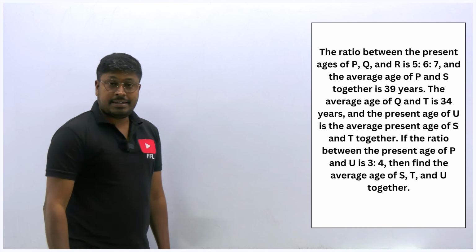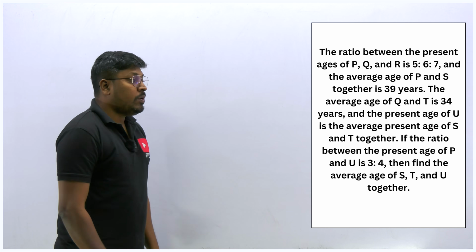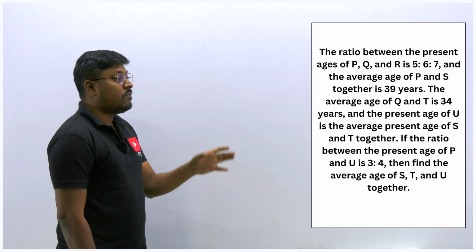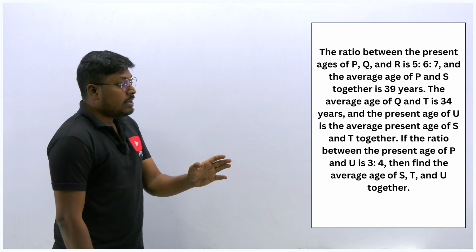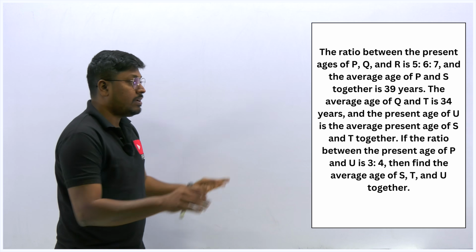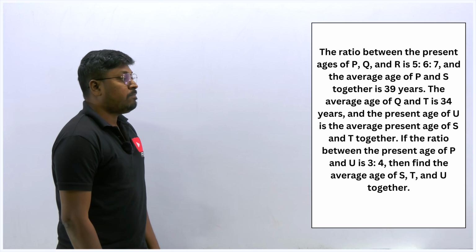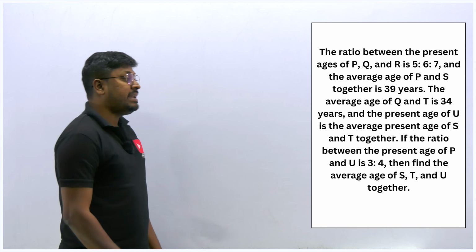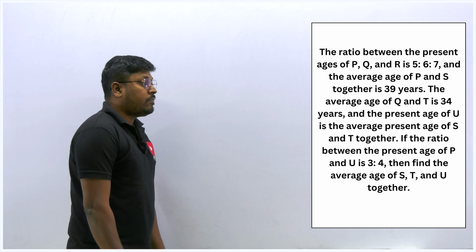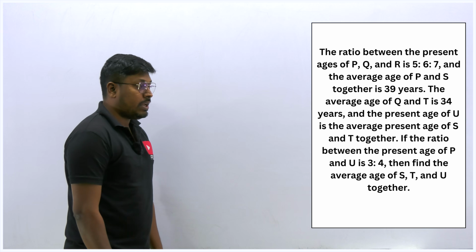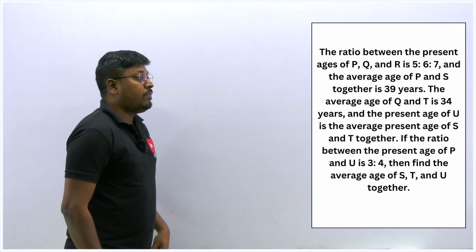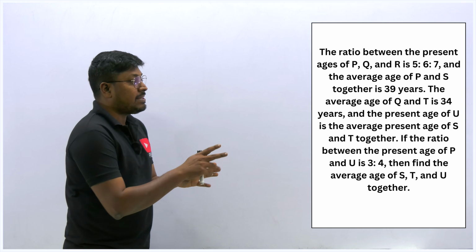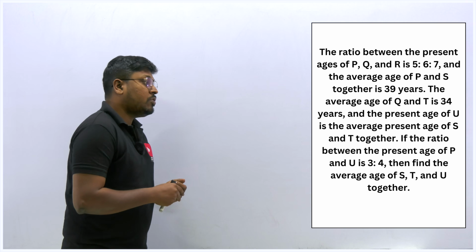So here is the third question. The ratio between the present ages of P, Q and R is 5:6:7. The average age of P and S together is 39 years. The average of Q and T is 34 years. And the present age of U is the average present age of P and Q together.